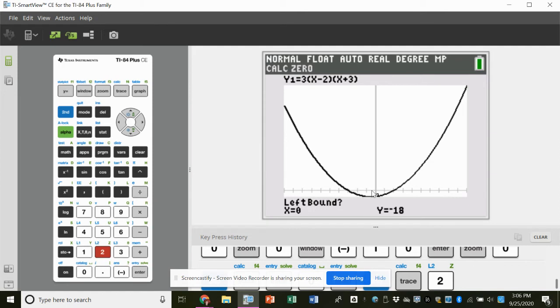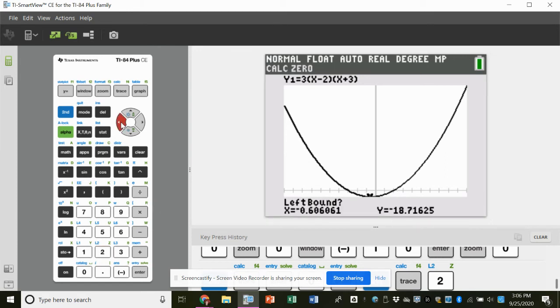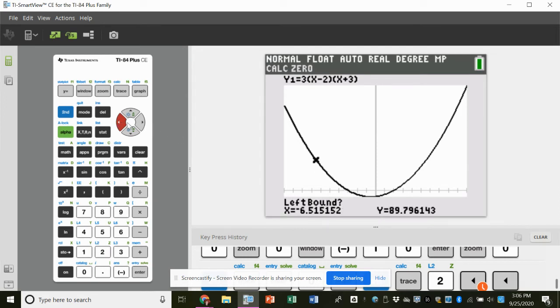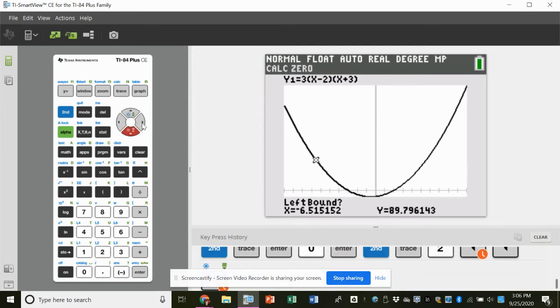Well, that's because there's 2 zeros in here, and even if there aren't 2 zeros, the calculator doesn't inherently know that. So what it wants us to do is to use the cursor to move our spider to the left side of our root that we're looking for. That could be really far off to the left, or it could be really close to that root. It really doesn't matter as long as we're off to the left.